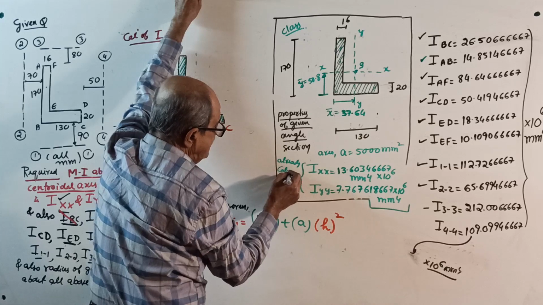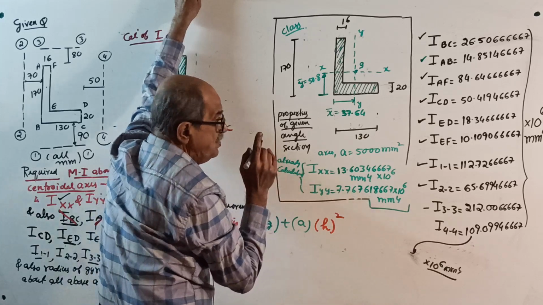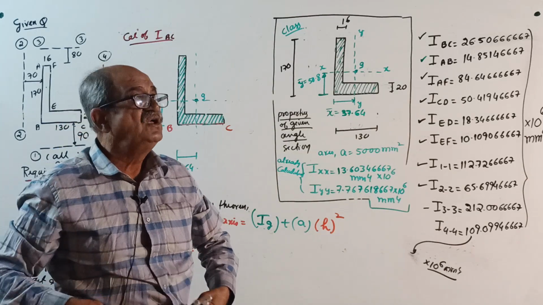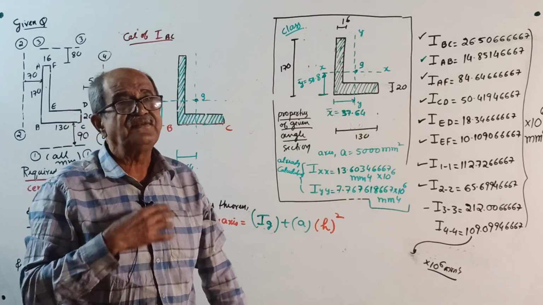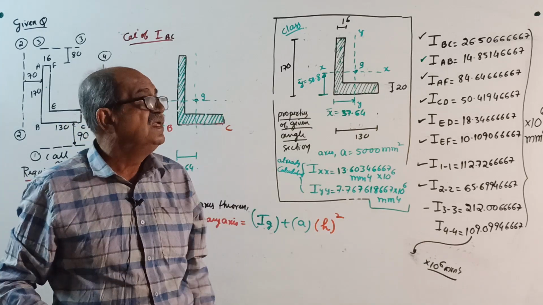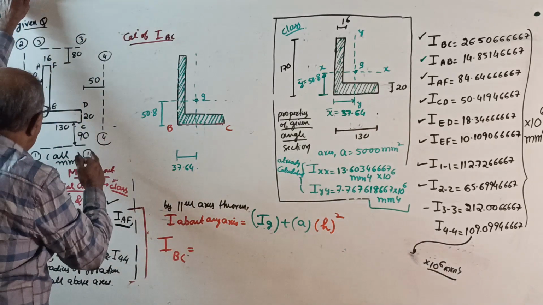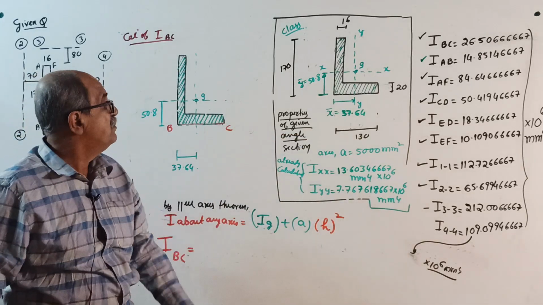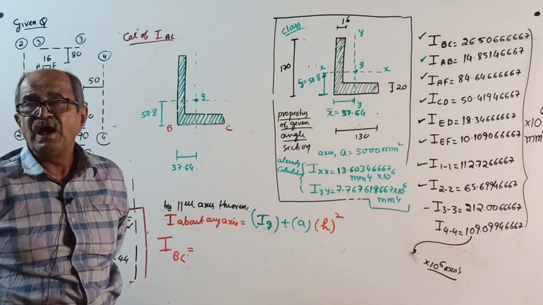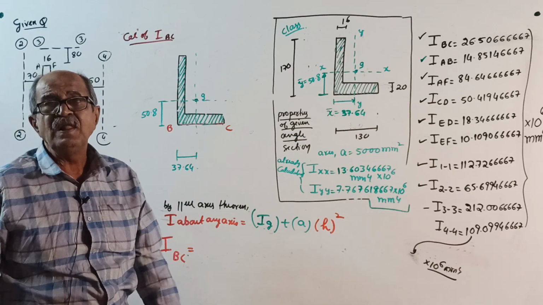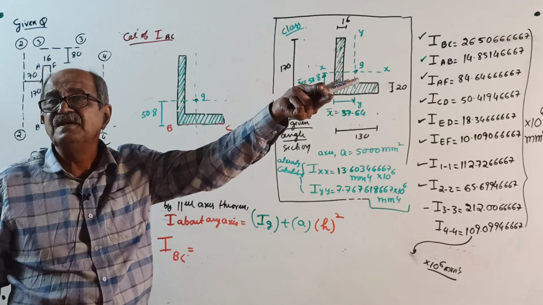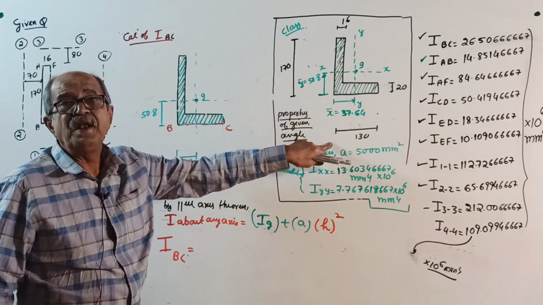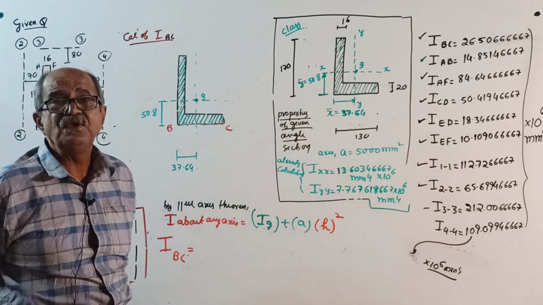Otherwise, you can't do it. So, what I am telling now, you can use it only after finding I about centroidal axis. Once you find I about centroidal axis, in the same question, see, suppose there is an independent question, find I about BC. Don't do all these things. Do what I have done earlier. But in a question, if you are asked to find I about centroidal axis and also some other axis, then you can do very easily using already calculated values of properties of centroidal axis.